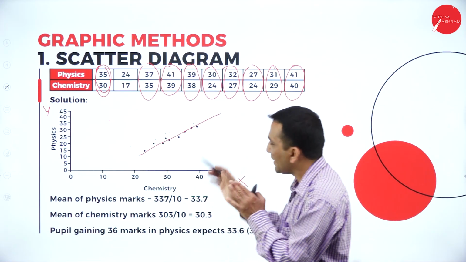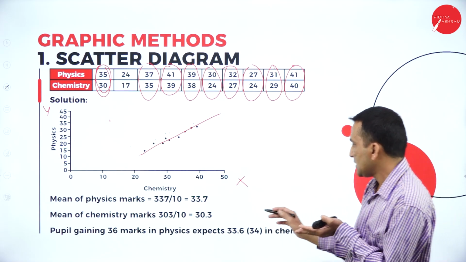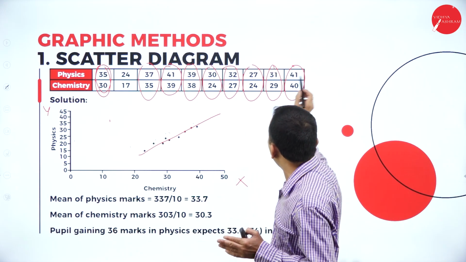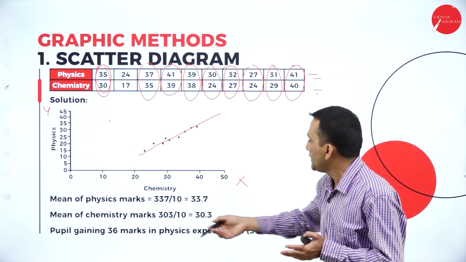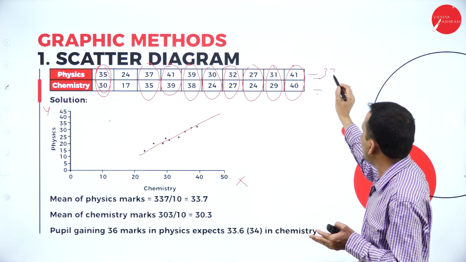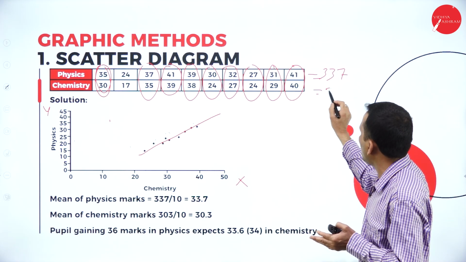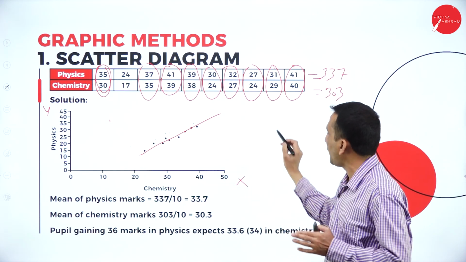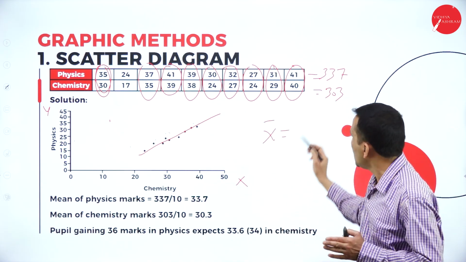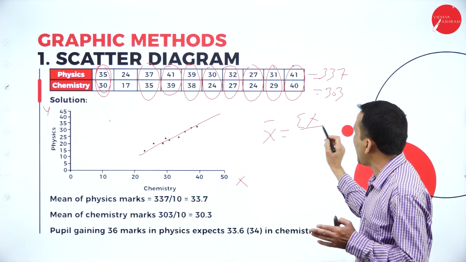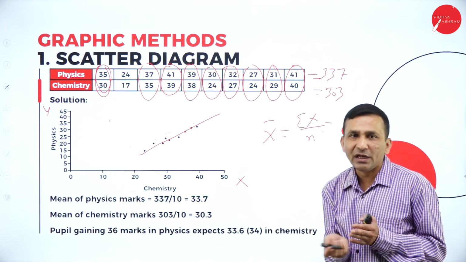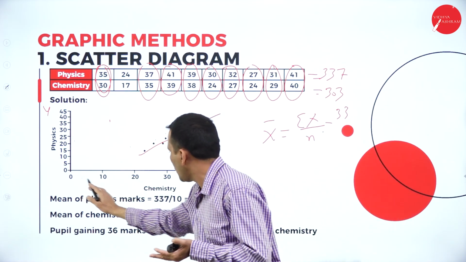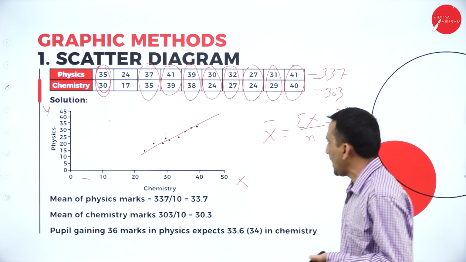Now you can extend one straight line in between. So if you want to find out the exact average, you can take the total. The physics total we are getting is 337, and the chemistry total is 303. There are 10 items given. If you try to find the x bar value or average, sigma x divided by n, because this looks like discrete data.